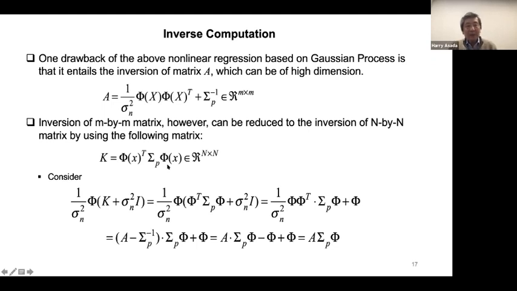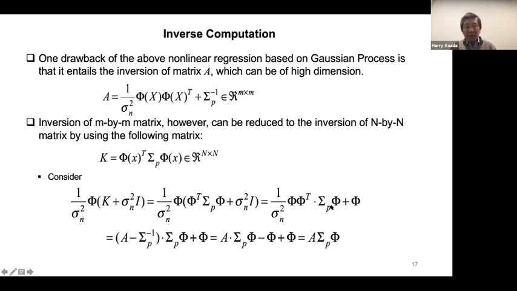Now let's consider this function. Don't ask why we consider this; you will find out later. Just consider this expression and replace K by this. It becomes this one, right? I just replace K by this expression by definition. Then let's distribute this one to this and to this. So the first term is Phi transpose Sigma_p Phi, and then Phi.